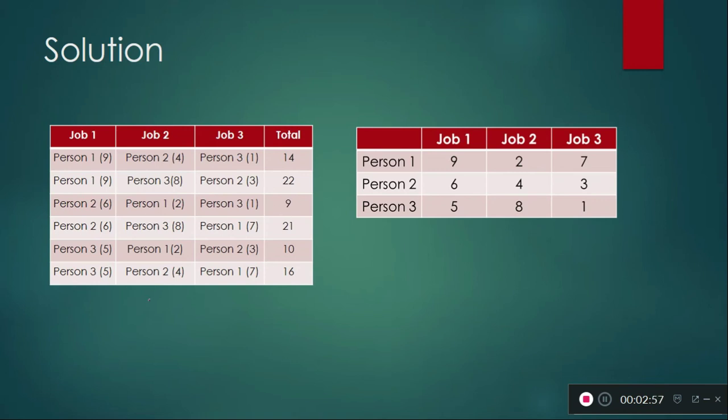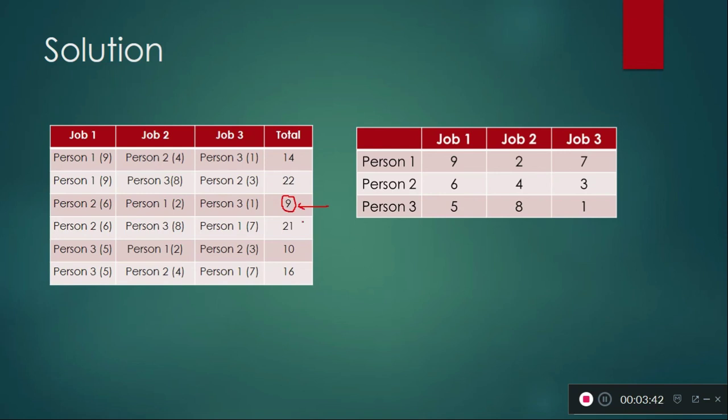Similarly, do it for the remaining set of permutations. Add those, you will get the total over here. So the first combination took 14 seconds, then the next 22 seconds, next 9, 21, 10, 16, and so on. Out of all these, the least amount of time taken is 9 seconds. So person 2 has to be assigned to job 1, person 1 has to be assigned to job 2, and person 3 has to be assigned to job 3. Only then it will take the least amount of time to finish these three jobs. So the least amount of time taken to finish these three jobs is 9 seconds.